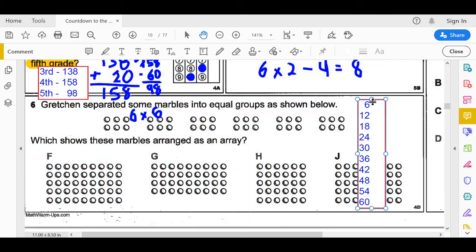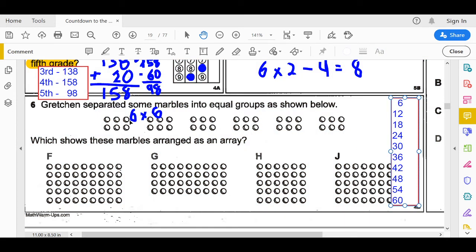So I already have the tables of 6, and I know that 6 times 6 is, let me see, 1, 2, 3, 4, 5, 6. 6 times 6 is 36. Let me change the color there. I'm going to change it to a red color. So 6 times 6 equals 36. I'm going to write it right here so I don't forget.